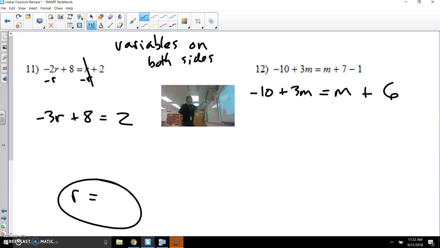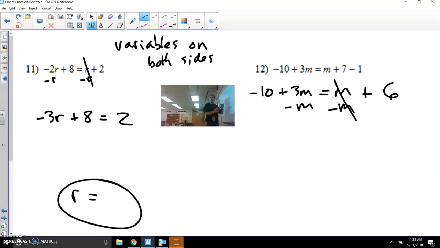So similar to what I did over here, I want to move that variable on the right over to the left to put those together. I'm trying to put the variables on the left side and all the constants. Constants are numbers that don't have variables. I'm trying to put those on the opposite side. So I'm going to say subtract m. M minus m is 0. And I'm going to subtract it here.